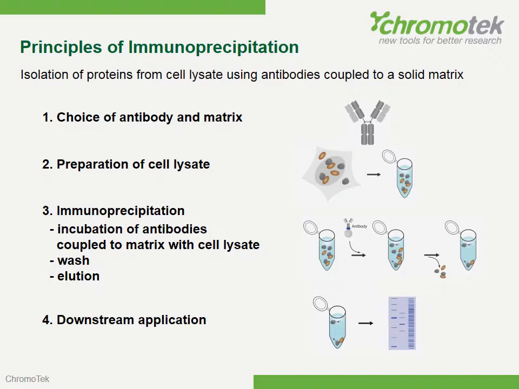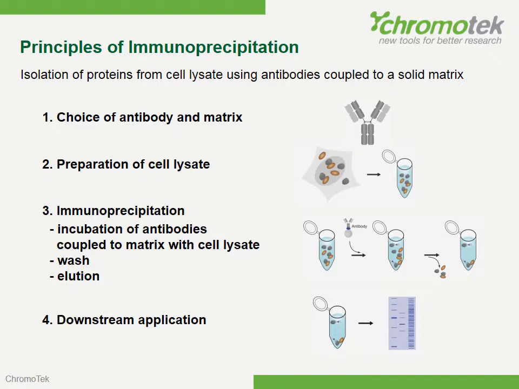So if you do an immunoprecipitation, you want to isolate your protein of interest from cell lysate using antibodies coupled to a solid matrix. So if you start your IP, you have to choose an antibody. And this first step is probably already the most important step in your IP, because if your antibody is not working for IP, your whole experiment won't work. This antibody you then couple to a matrix. Mostly beads are used, like agarose or magnetic beads.